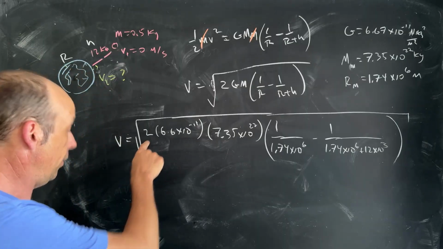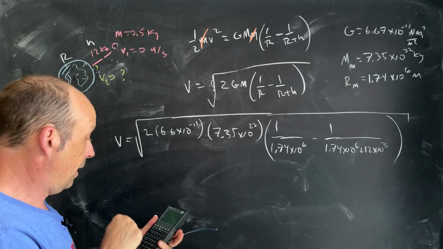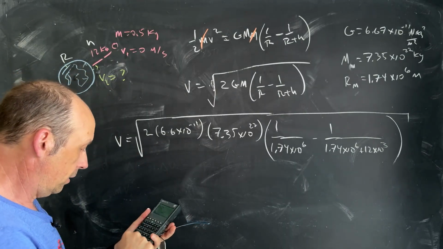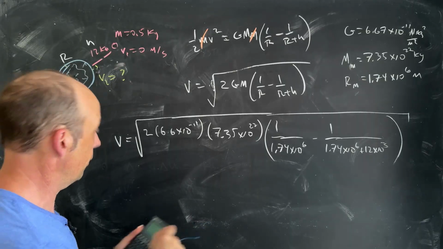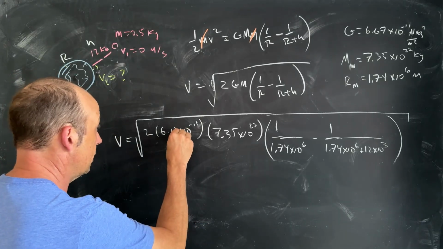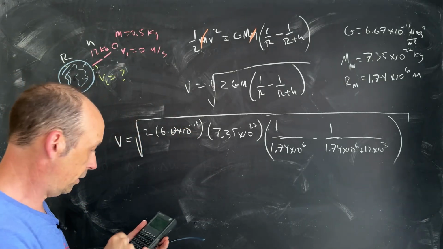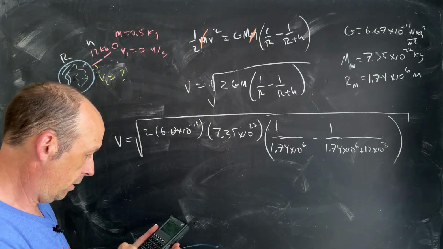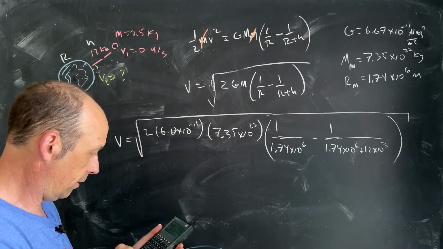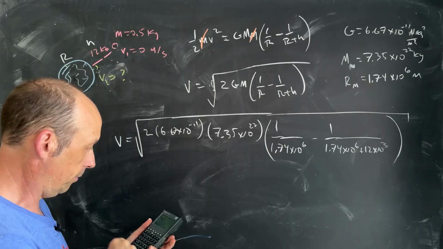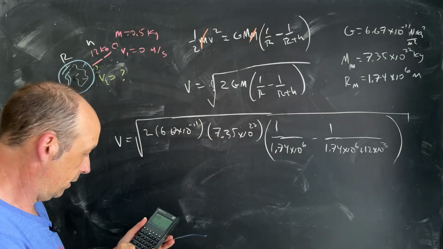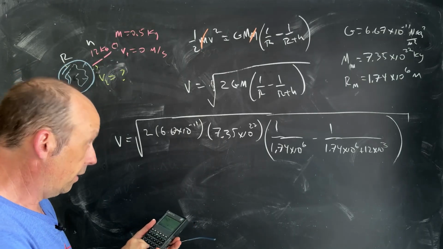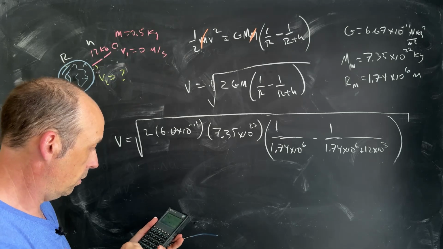I'm just going to start right here and enter 2. Now I'm going to enter this number, 6.67. 6.67 times 10 to the negative 11th. I'm going to multiply that times, now I'm going to multiply it by this, 7.35 times 10 to the 22.